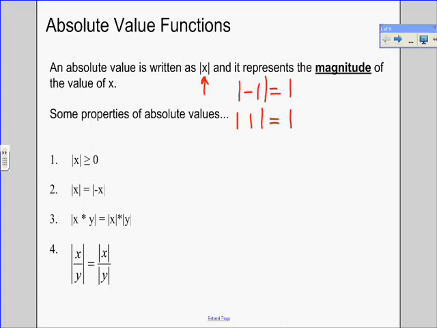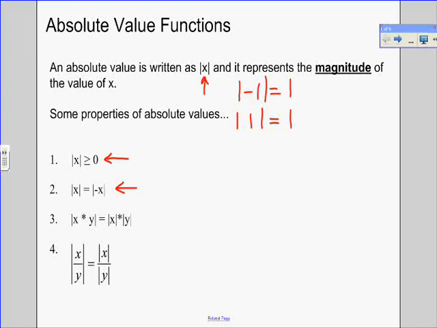A couple of properties of absolute values that are also review. First thing is that our absolute value is always bigger than or equal to 0. In other words, we don't have any absolute values that give us a negative number. The second thing is that the absolute value of x and the absolute value of negative x are the same thing.